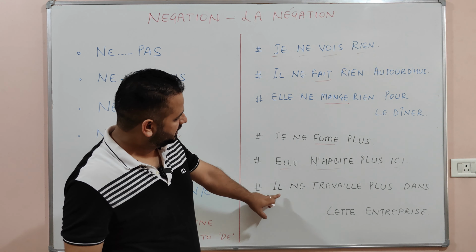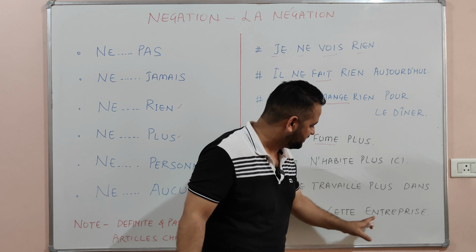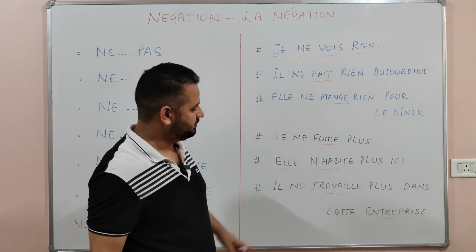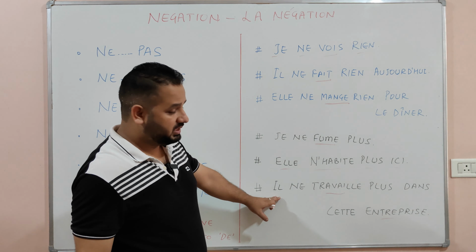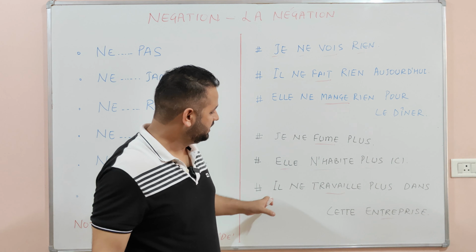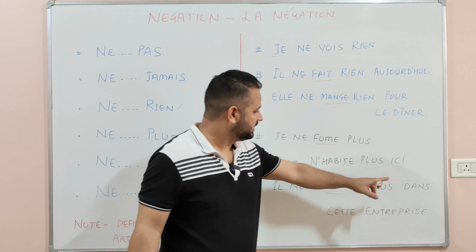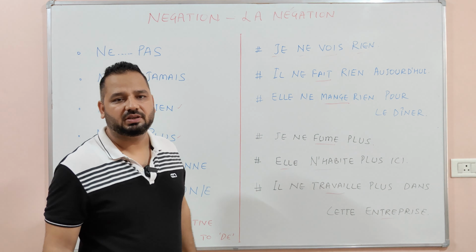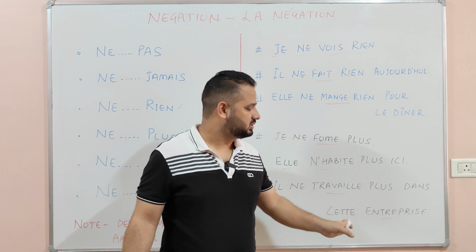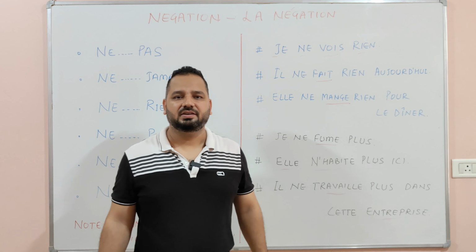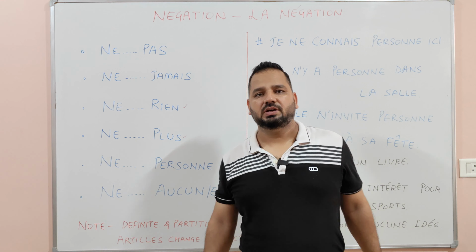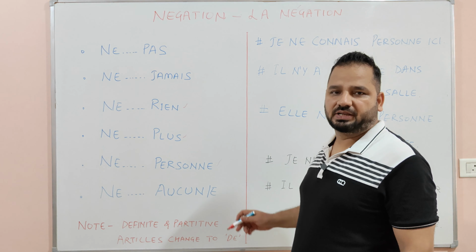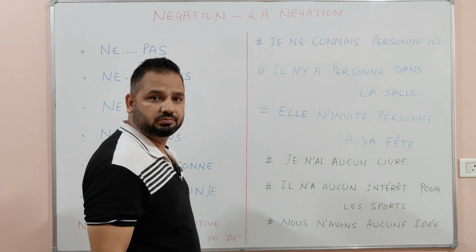Next example. Il ne travaille plus dans cette entreprise. Entreprise is company. Travaille is from travailler, the base form. Verb, with ne plus. He no longer works in this company. Il ne travaille plus dans cette entreprise. Correct? Okay. Let's move to the next type, which is ne personne. Ne personne. Nobody, or no one.